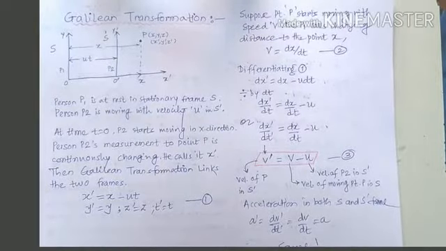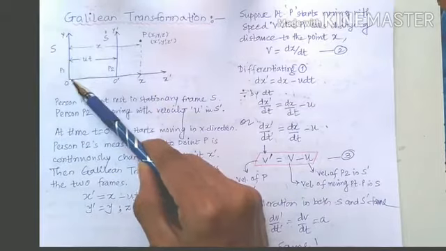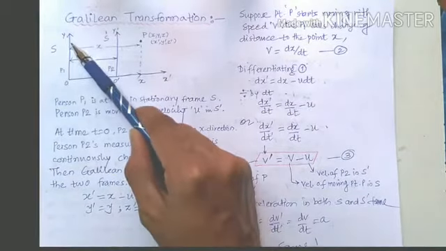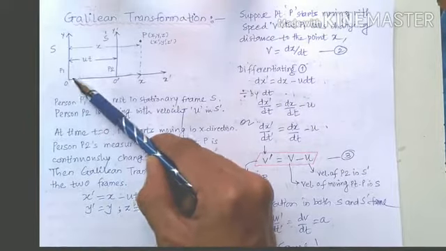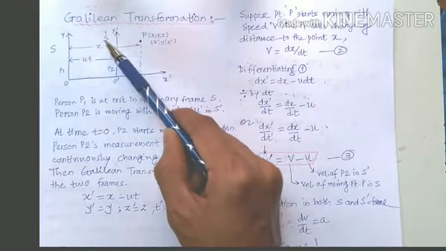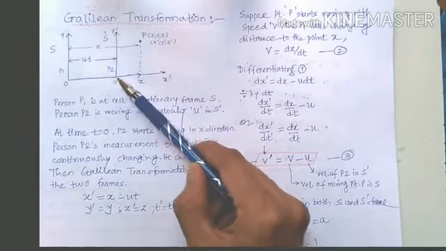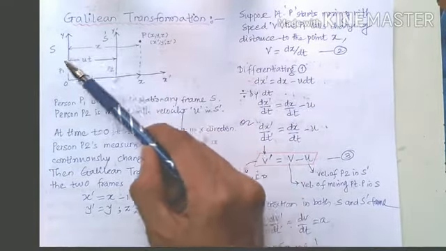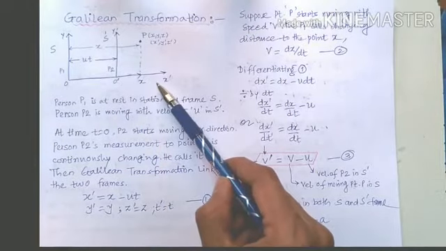Here, consider this is S frame which has x, y coordinates. Z is also not drawn here, and there is a S dash frame which has coordinate x dash in this direction, and the y dash parallel to the y, and x and x dash are parallel.